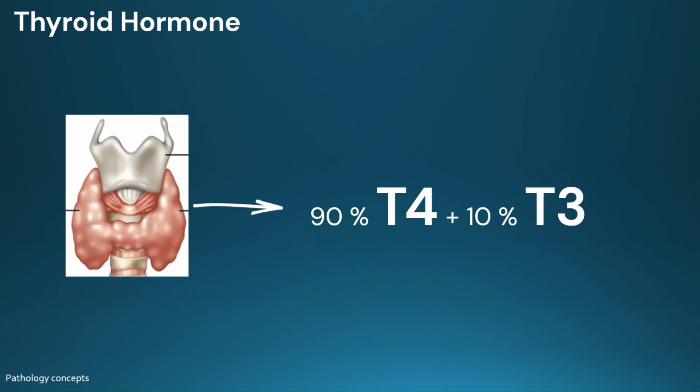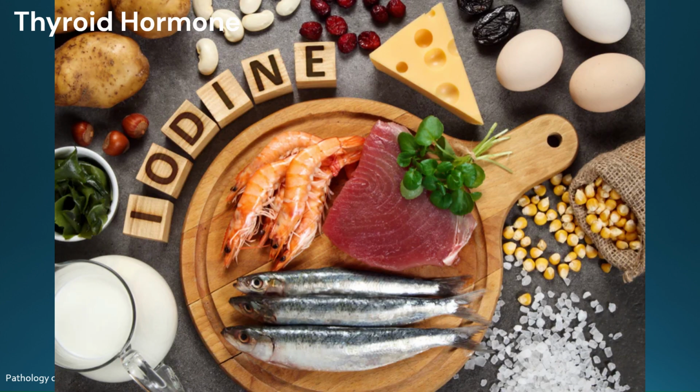The thyroid produces 90% of inactive thyroid hormone, which is called thyroxine, T4, and 10% of active thyroid hormone, which is called triiodothyronine, T3.